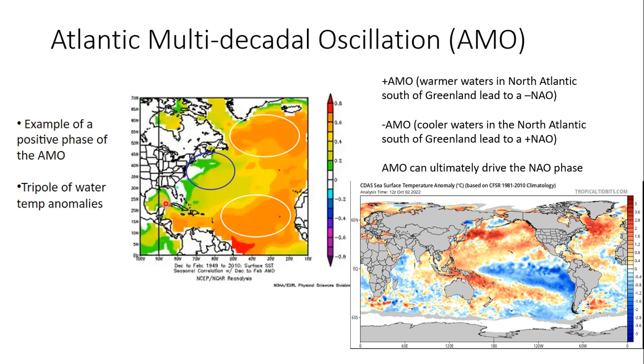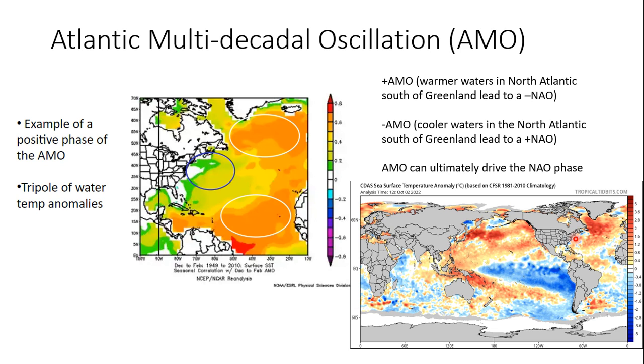This right here is an example of a positive phase of the AMO, where we have above normal sea surface temperature anomalies south of Greenland, and we have cooler than normal temperatures off of the New England coast, the North Atlantic, and then again warmer than normal temperatures across that main development region in the deep tropics on the Atlantic side. What's going on right now? So let's see. We have warmer than normal temperatures south of Greenland across the North Atlantic. Okay.